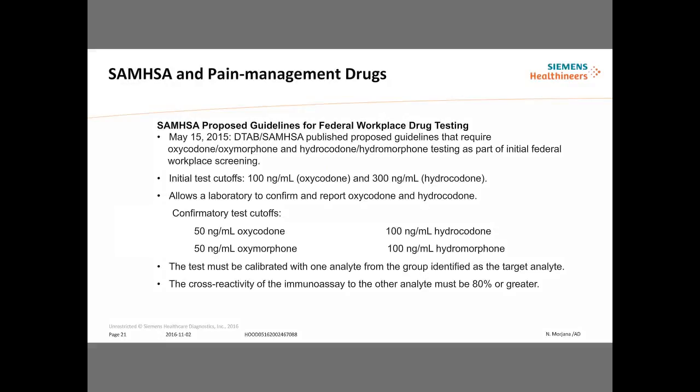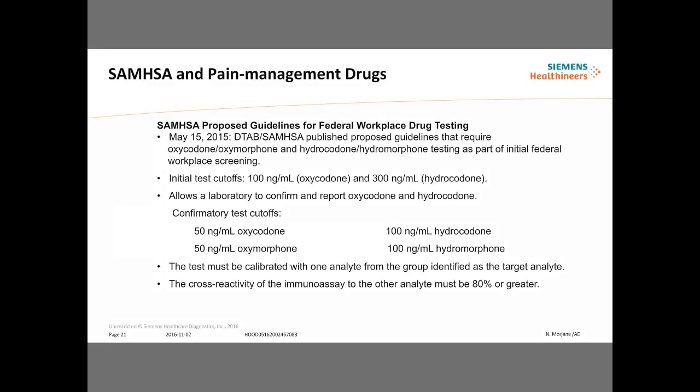SAMHSA and pain management. This is concerning oxycodone and oxymorphone. Recently, last year actually, SAMHSA published guidelines for required testing for oxycodone, oxymorphone, hydrocodone, and hydromorphone as part of the initial federal workplace screening or testing. The proposed cutoffs are 100 nanograms per mil for oxycodone and 300 nanograms per mil for hydrocodone, allowing confirmation of those drugs at lower levels, as you see here: 50 for oxycodone, 50 for hydromorphone, 50 for hydrocodone, 100 for hydrocodone, and 100 for hydromorphone.